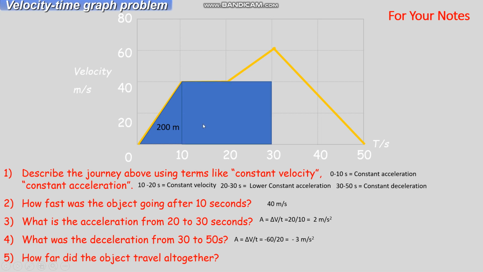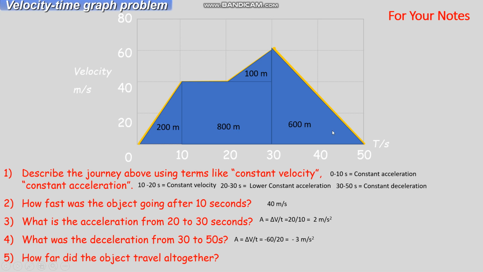The next shape I'm going to use is this rectangle here, which is 30 minus 10, 20, times 40 up, 800 meters. The next shape is this little triangle here. So from there to there is 10, half the base is 5, times the height is 20, so we get 100 meters. And then we got this last little triangle here where it's decelerating. So half the base times the height gives us 600 meters. Now if you add all those together, you get an answer of 1700 meters.